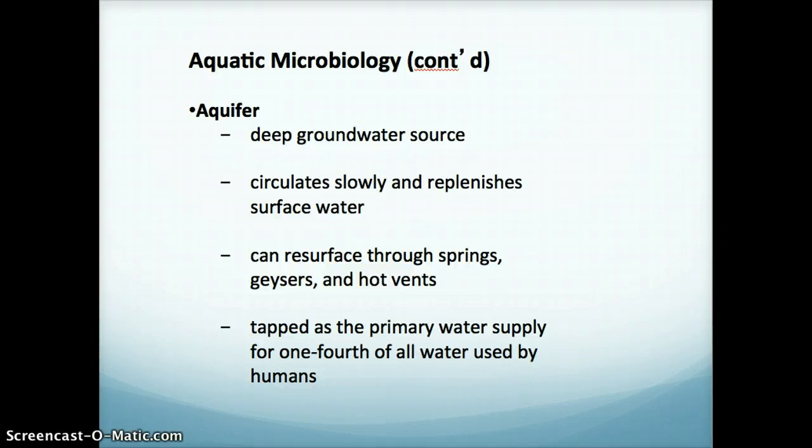So when we talk about aquatic microbiology and we think about what water we generally use, the majority of the water used for drinking water comes from what is called an aquifer. This is a deep groundwater source, and it circulates slowly and will replenish surface water. It can resurface through many different avenues, through springs, geysers, or hot vents. And as I said before, it's the primary water supply for 1/4 of all the water used by humans. So when you hear people talking about the importance of an aquifer, you can see why that plays such an important role in our life.